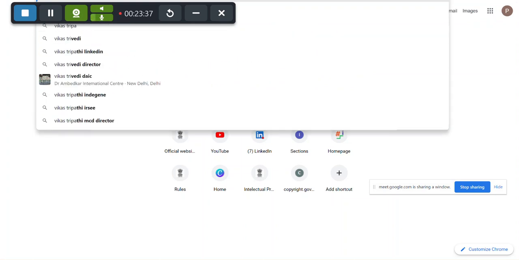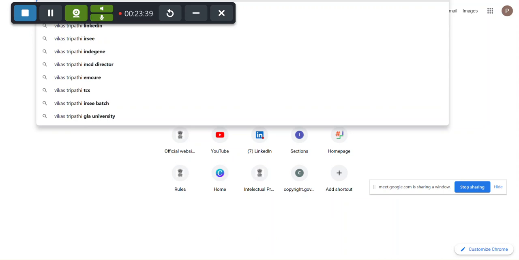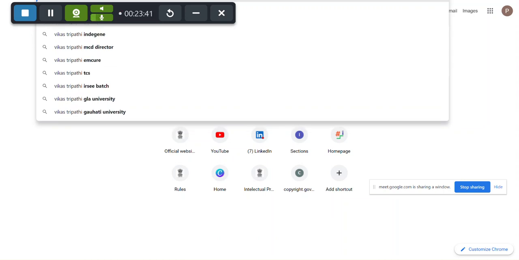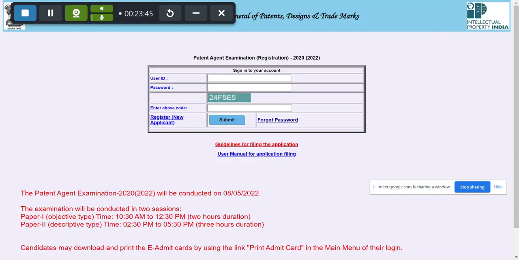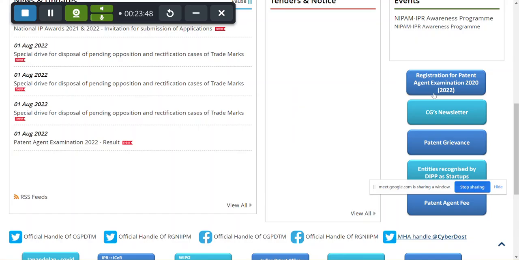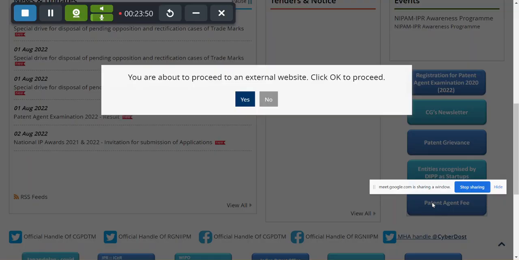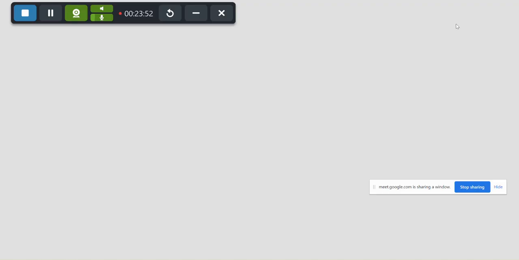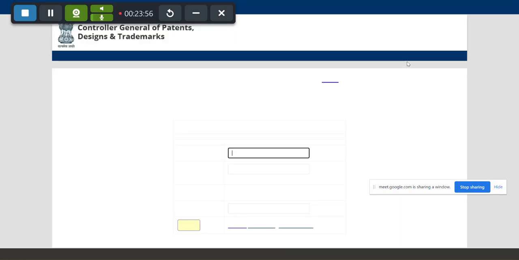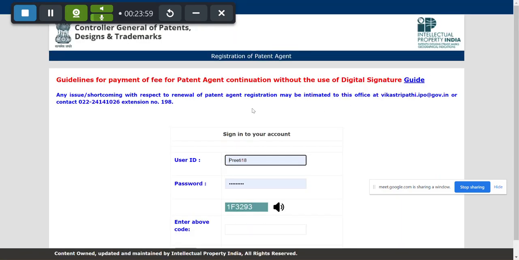I tried, they were not picking up. I tried all those numbers. His email ID is provided on the IP India website. Okay, thank you. You can drop a mail, because he is a responsible person. He is giving answers on mail, but by phone you cannot reach him. The email is vikastripathi.ipo@gov.in, and this is the number and this is the extension number for that person.